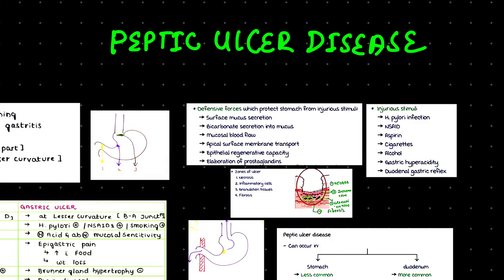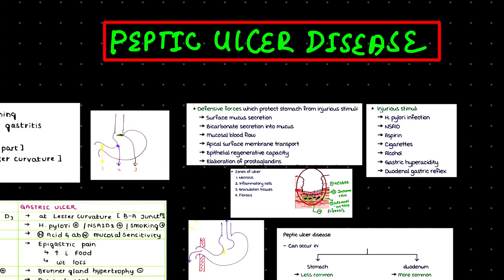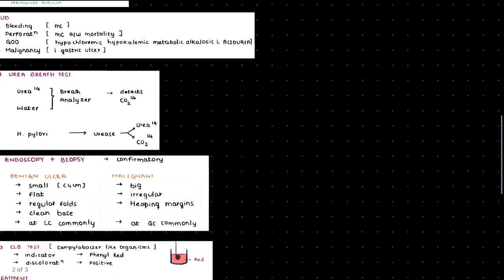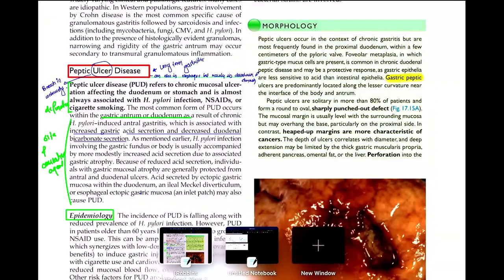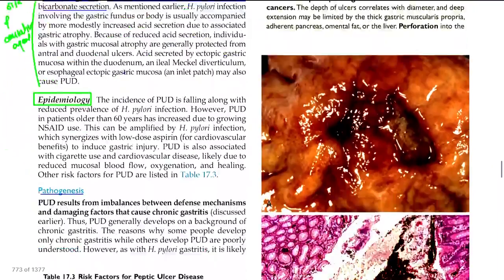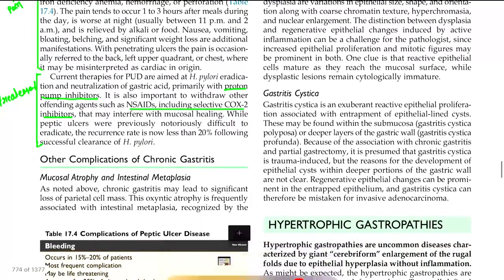The topic of discussion for today's lecture is peptic ulcer disease. We'll be talking about peptic ulcer disease, and how we are going to deal with it is we'll be learning all these things. After learning about all these things, we will correlate with the content given in Robbins. Okay, now let us begin the discussion.